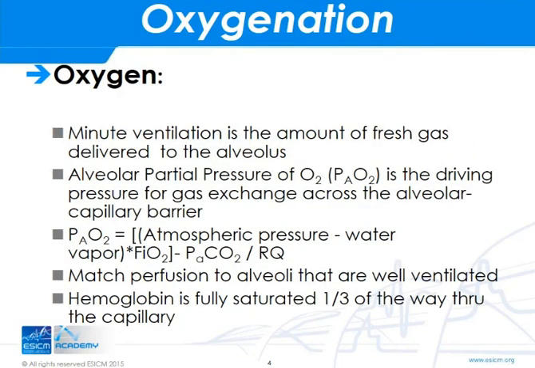Very essential things. Oxygenation, in large part, is related to the alveolar partial pressure of oxygen, which is the driving pressure for gas exchange across the alveolar barrier. The PAO2 is calculated through the formula represented in the slide: the atmospheric pressure minus the water vapor pressure, times the FiO2, minus the PaCO2, with the respiratory quotient ratio as the denominator. And it is very important because this represents the matching of the ventilated alveoli to the perfusion.